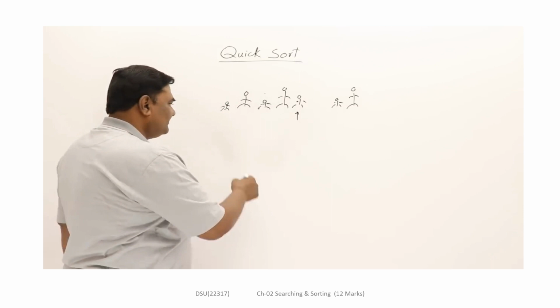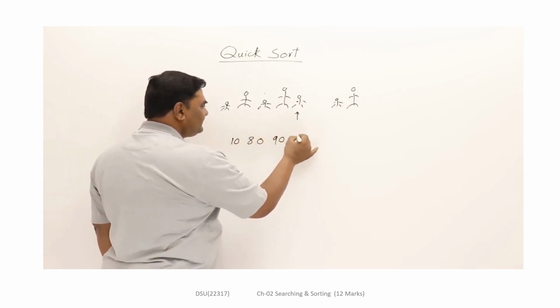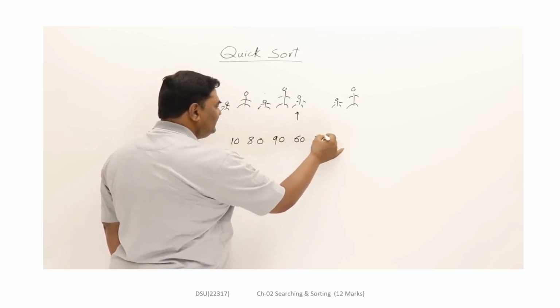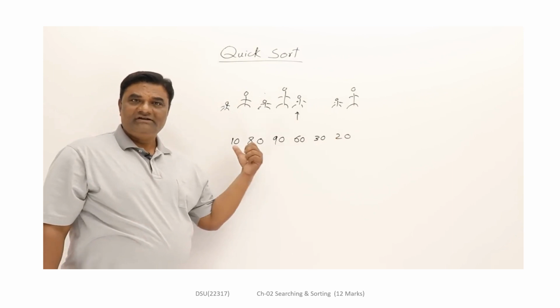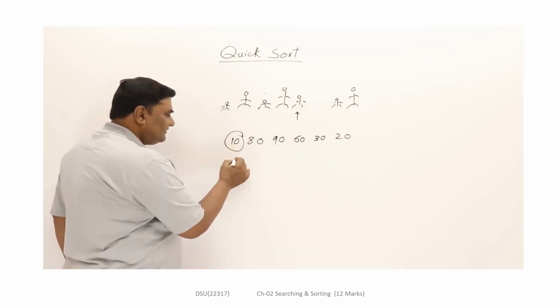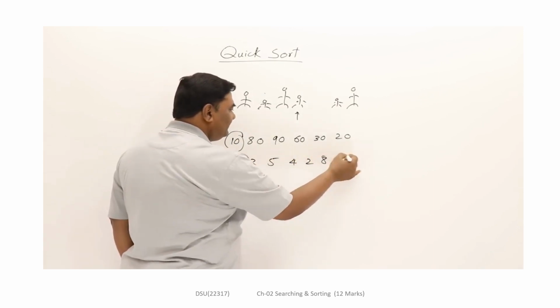Now I'll write a few numbers. 10, 80, 90, 60, 30, 20. Which element is obviously sorted in the list? This one. 6, 3, 5, 4, 2, 8, 9.